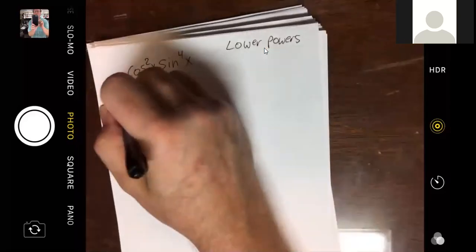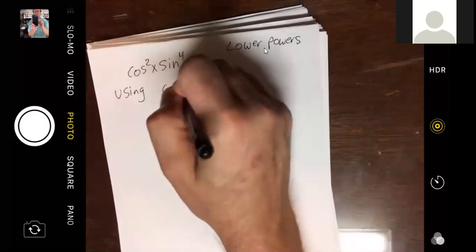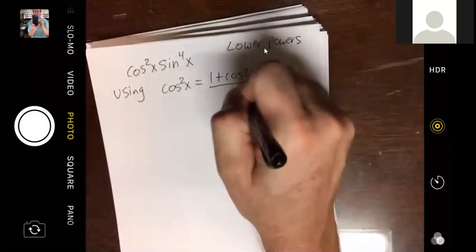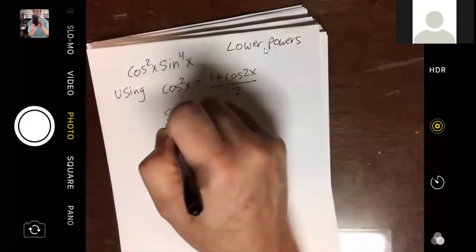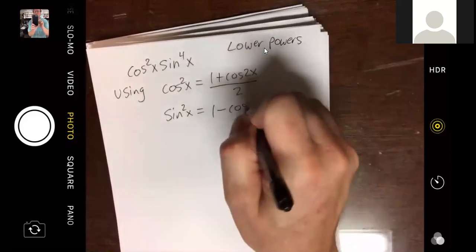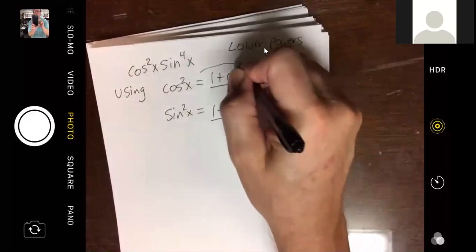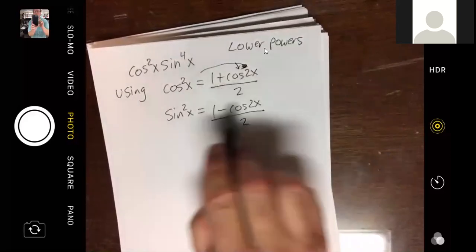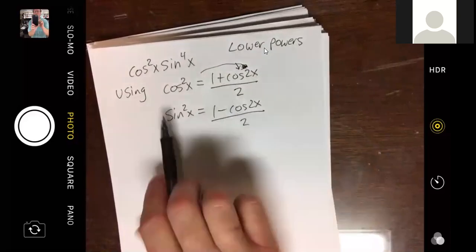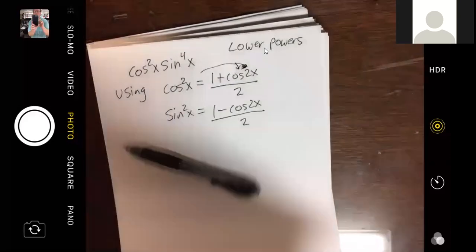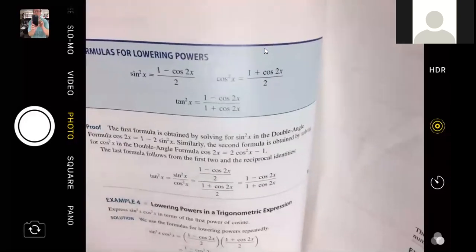All right, so what we're using, that cosine squared of x is 1 plus cosine of 2x over 2. And sine squared of x is 1 minus cosine of 2x over 2. See how the power is lower? Squared here, but only 1 here. If you want to know, it's right above example 4. These are on page 592. All right. Thanks.